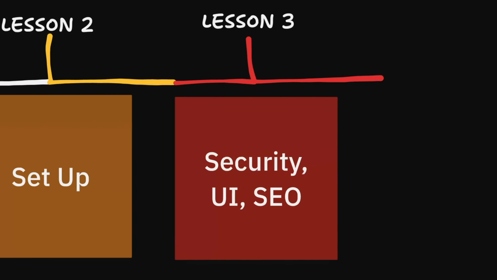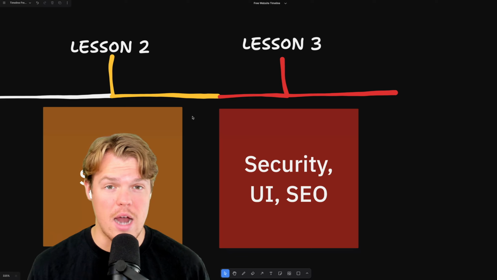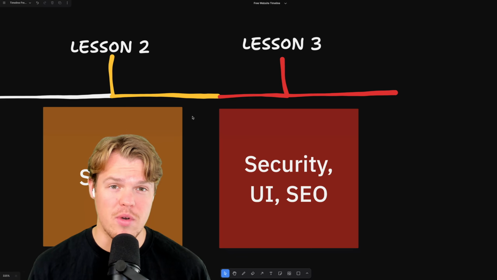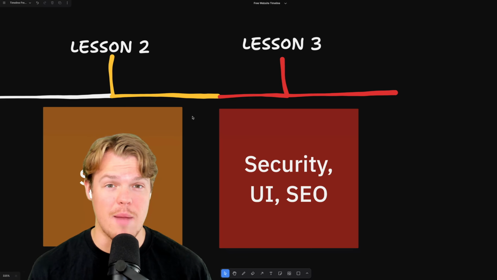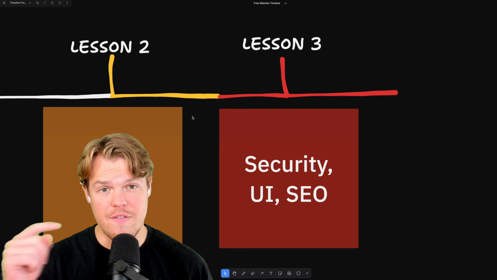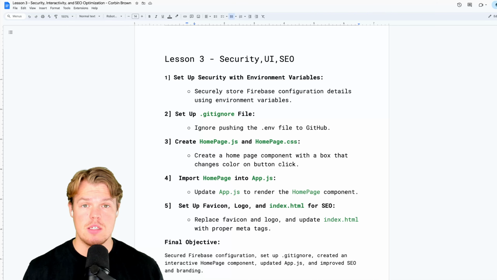Now we're on to lesson 3. In lesson 3, we're going to go over security and how to set that up for your VS Code project. Then we're going to build a very simple user interface together, and I'm going to show you how to render that on a website live. And then finally, we're going to go over SEO. Let's get started, y'all. We are going to do this today.